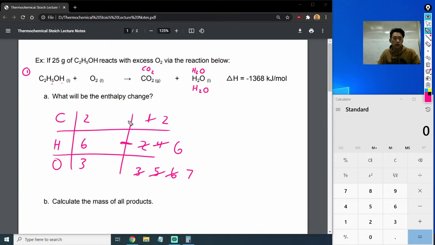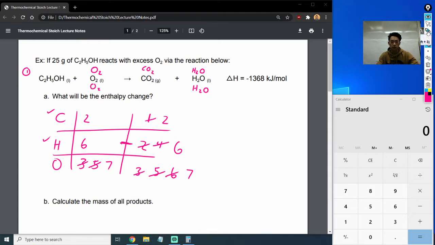Now, my carbons and hydrogens are good now. The issue is oxygen, so I have a choice here. I could either add C2H5OH or O2, but if I add this one, it's going to mess up all these other numbers. So I'm going to want to add O2. So if I add 1 O2, I've added 2, so it goes from 3 to 5. And so to get to 7, I would have to add another one. And there we go. We're all balanced out.